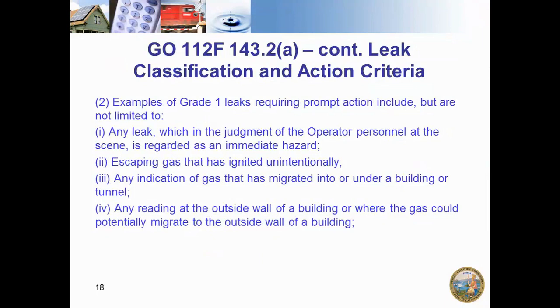Some examples of a grade 1 leak: any leak that you judge, as the operator of the pipeline, to cause an immediate hazard for whatever reason. If a gas is ignited, then that is a grade 1 leak. Any indication of gas that has migrated into or under a building or tunnel, because if you have the gas in an enclosed space, then it's easier to have a concentration of gas that is ignitable. And any reading at the outside wall of the building, or where the gas could potentially migrate to the outside wall of a building, because that's an indication that you may have gas elsewhere nearby.